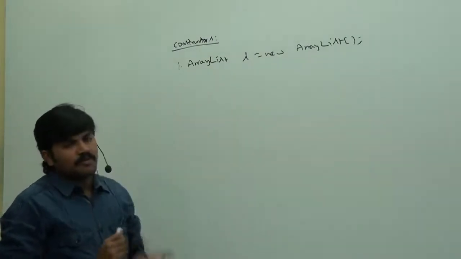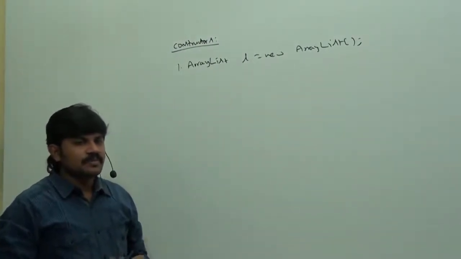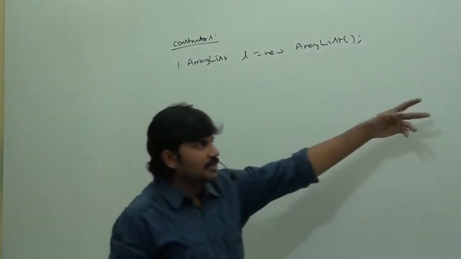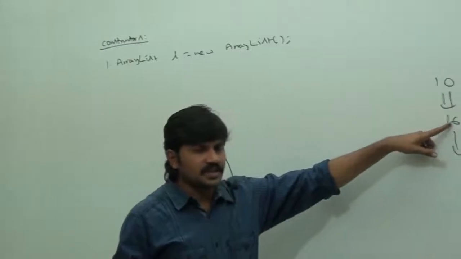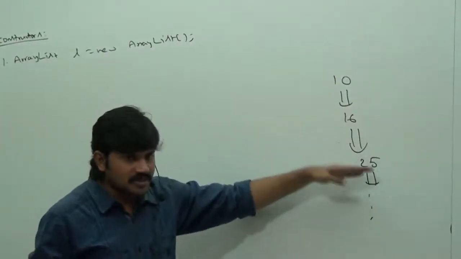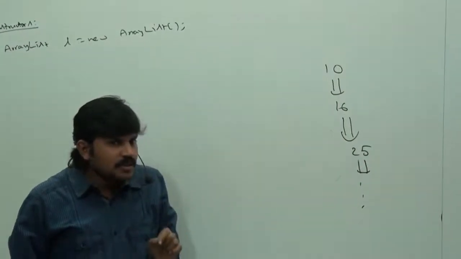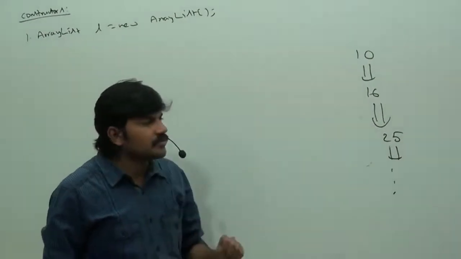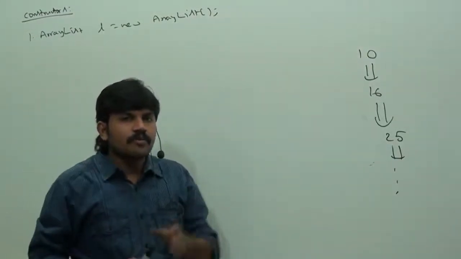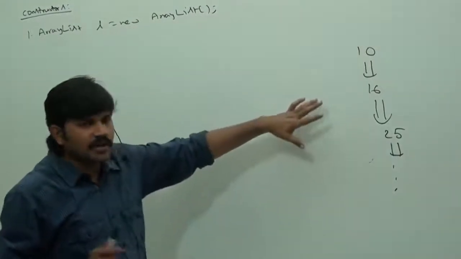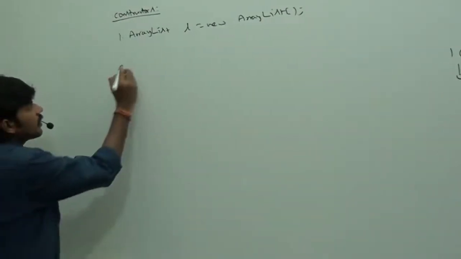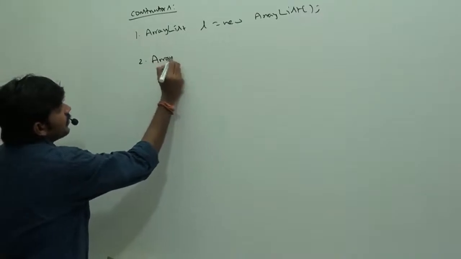But now there is a problem. Suppose I want to insert 1000 objects. First it creates 10 capacity, and then creates 16, copies all these 10, and then creates 25, copies all these 16. Performance of the system is going to be down. Are you getting? That's why, don't you create a big ArrayList object with the required capacity at the beginning only? If you want that, then we should go for the second constructor.